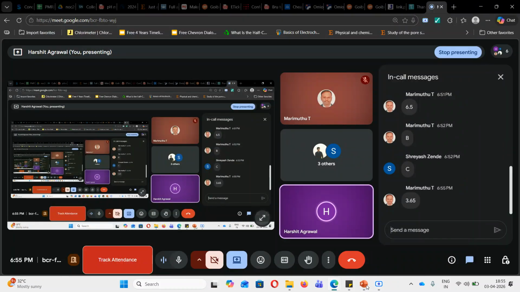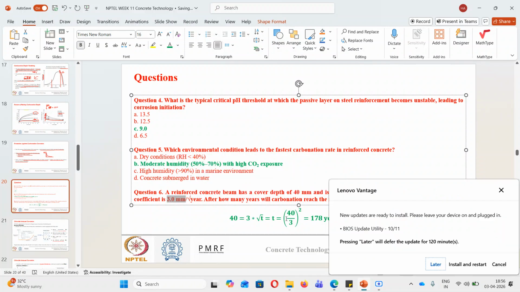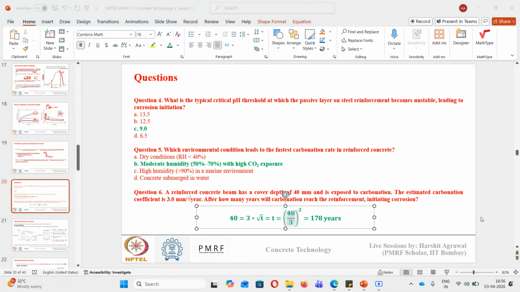Not 3.65. You might have made some mistake. Just see this equation and give it one more try. If you are still confused, you can ask me. So this will be 13.33, and 13.33 squared will be around 178 years. This is also in millimeter. Whatever we are getting, we will get in years.